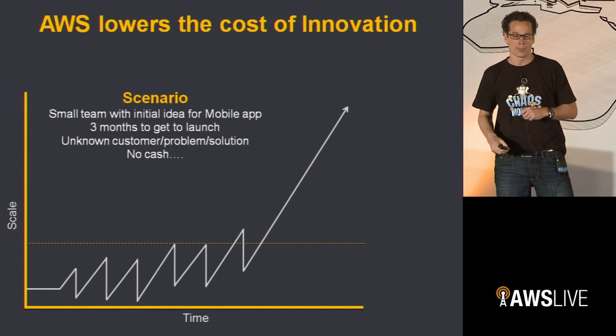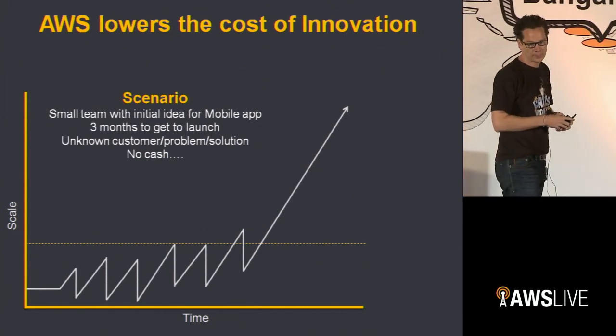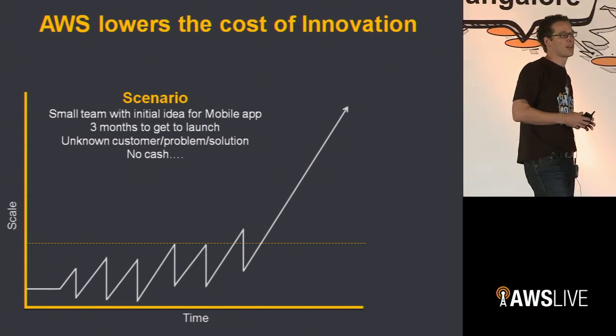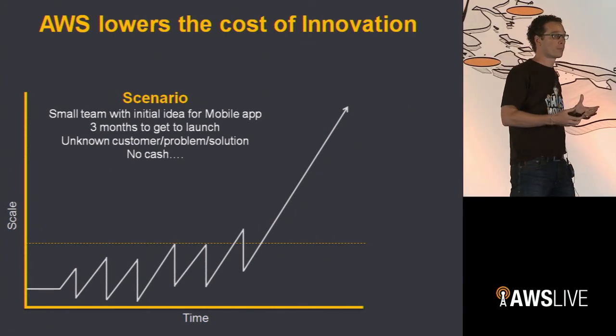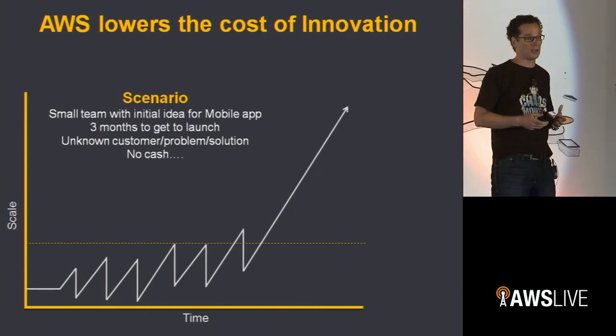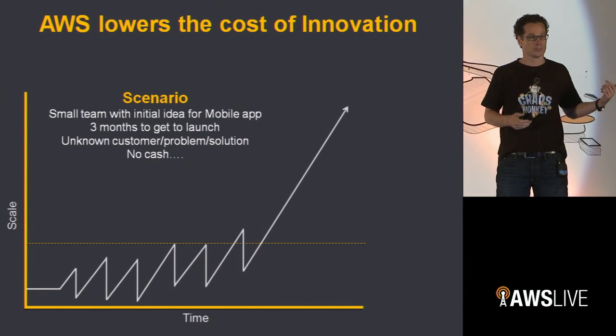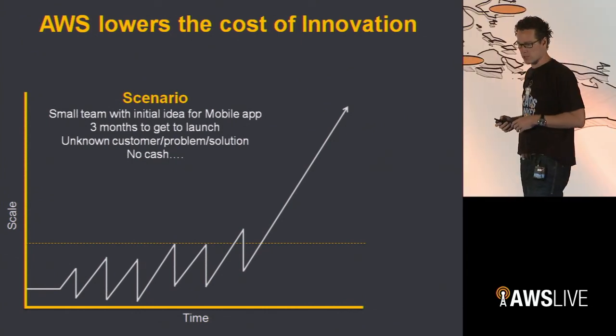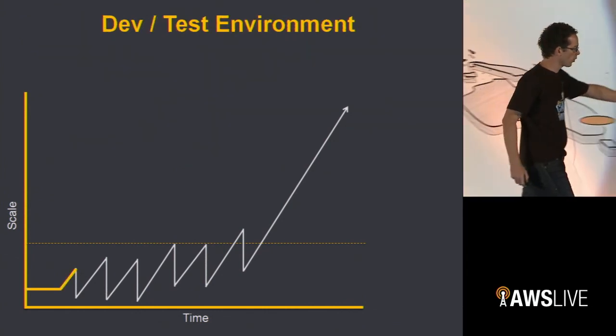You have a small team of developers. In this case, it might be a mobile app. You might have 3 months to develop it. Clearly, you're not sure about the problem, about the solution, about anything. And obviously, you have no cash to do it, right? So what can you do on AWS? Let's start. And it's color-coded here.